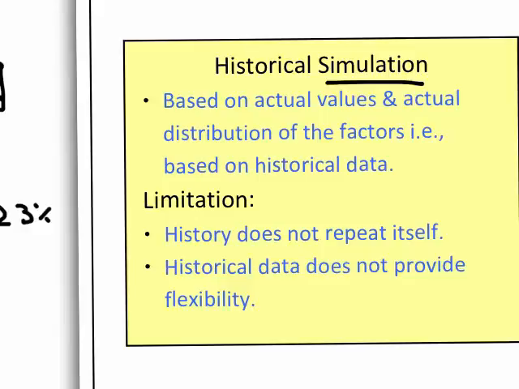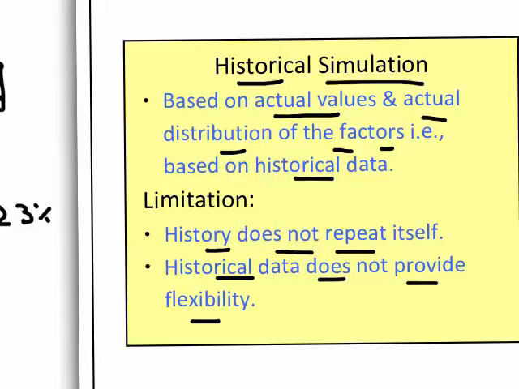Simulation can be done in two ways. One is using historical data based on actual values. What was the interest rate when the last crisis came in? What was the money printing? What was GDP growth and other factors? Using those factors, you try to estimate what will happen next year if similar interest rates and similar variables are there. You try to simulate the future based on historical data. Though the problem is history does not repeat itself. Historical data does not provide flexibility.